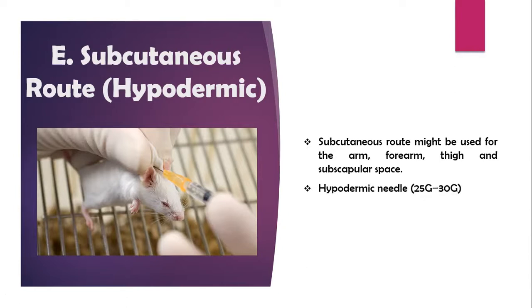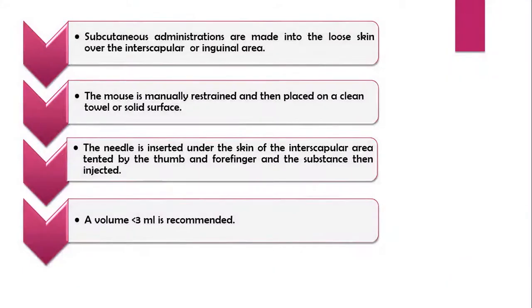Hypodermic needle, which is 25 to 30 gauge. Procedure: the subcutaneous administration is made into the loose skin over the interscapular or the inguinal area. The mouse is manually restrained and placed on a clean towel or a solid surface. The needle is inserted under the skin of the interscapular area, tented by the thumb and the forefinger, and the substance then gets injected. The volume injected, which is less than 3 ml, is recommended.